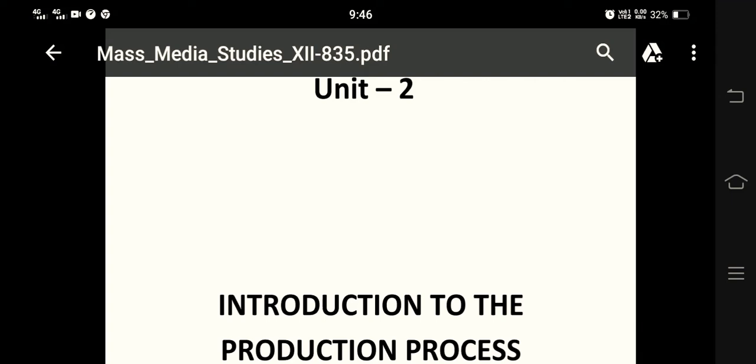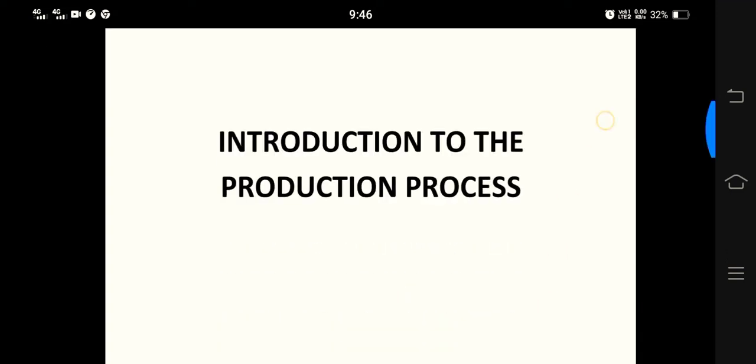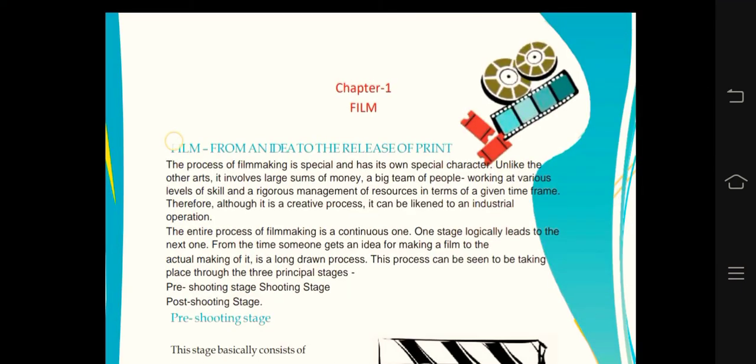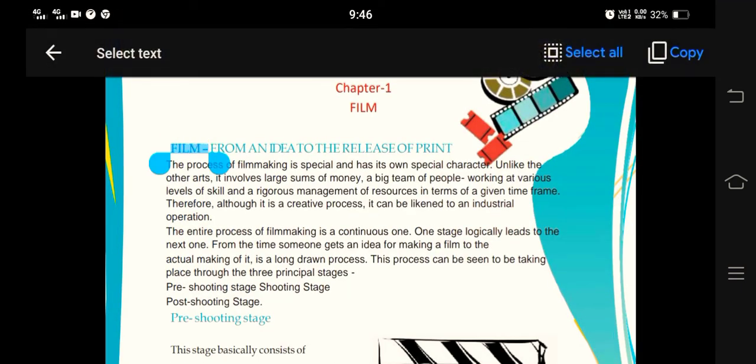In this video, we are going to cover Unit 2, Introduction to the Production Process, Chapter 1, Film. So filmmaking is basically the first subtopic of film: a film from an idea to the release of print. Film is a long-term process, and it is very special and has its own special character. There are a few requirements of the film, and the most important is investment of time and money as well.